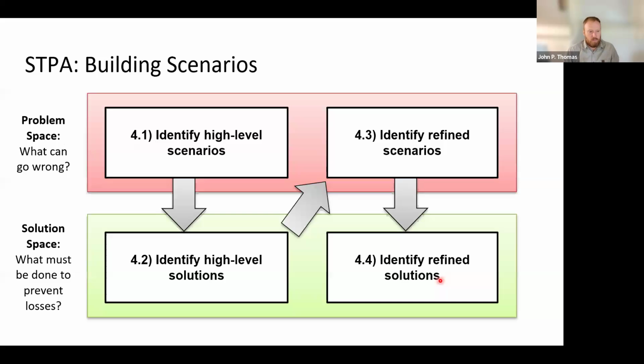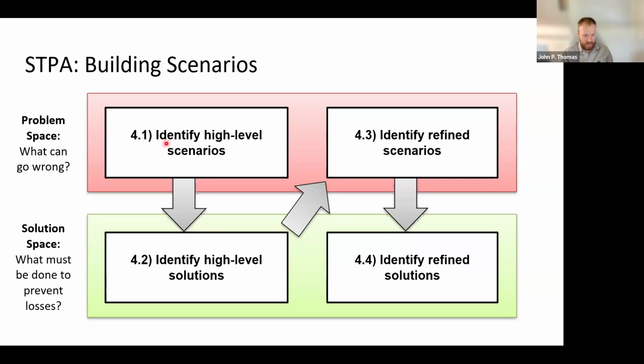Here's what it looks like. Okay, so we're in STPA step 4. We're going to start in the problem space. Always start in the problem space. What can go wrong? What is my loss scenario that's going to get me to a hazard? Right? So this is where the process of discovery happens, where you say, aha, this can interact in this way. I never realized it before.